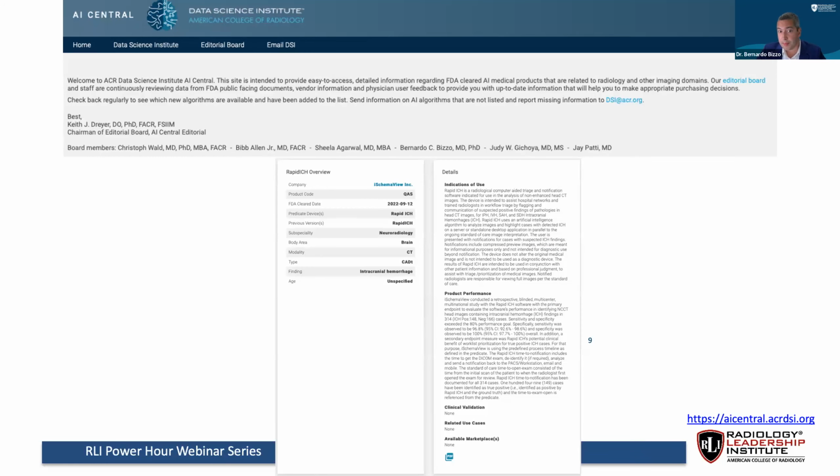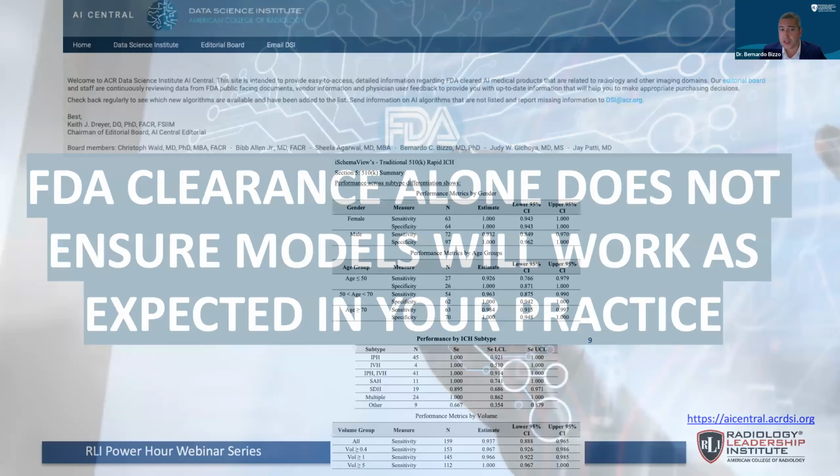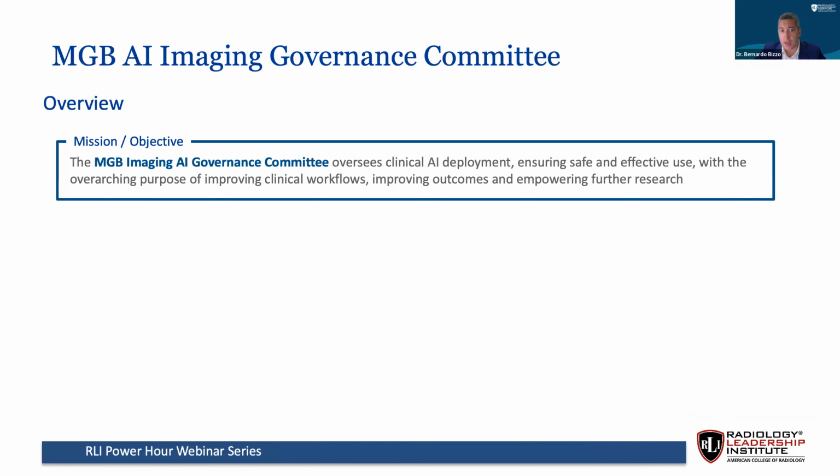And you can check the information that's publicly available about the products, including the actual FDA clearance letter. But despite this increasing rigor of the regulatory process, it's well known that an FDA clearance alone does not ensure that models will work as expected in our local data. And because of that, about 3 years ago, we created the MGB AI Imaging Governance Committee to oversee imaging AI deployment across our institution and ensure that resources are fairly appropriated.